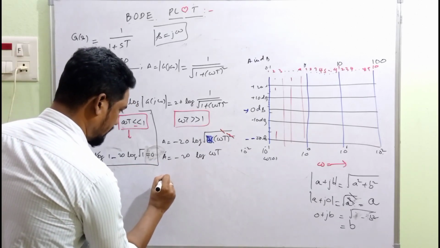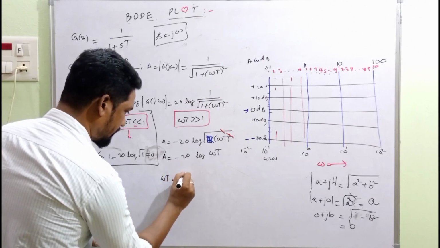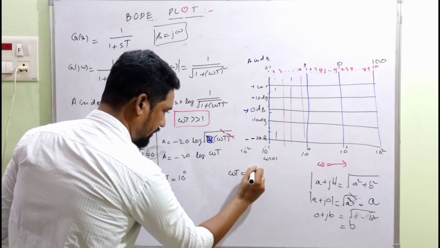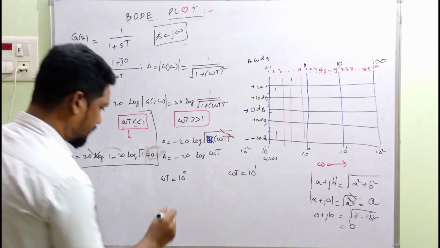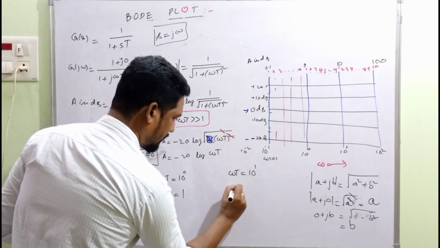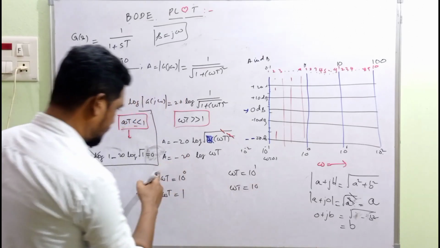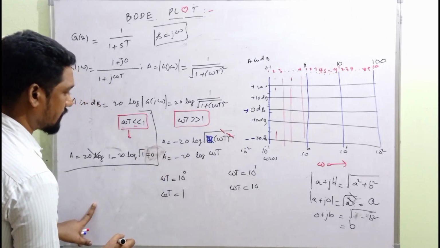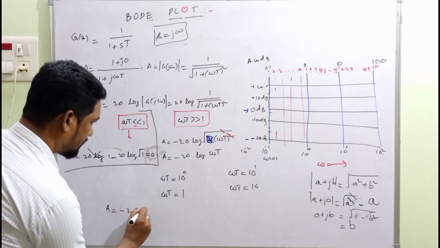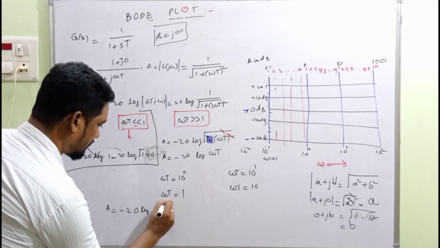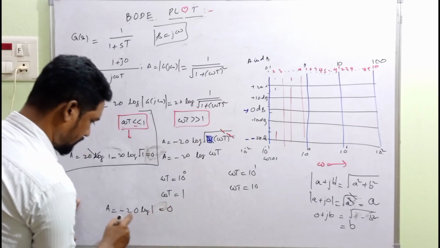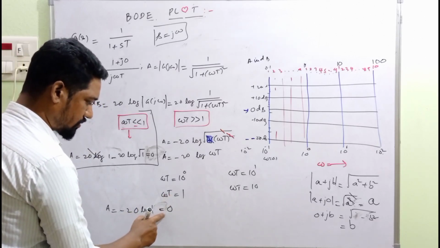Two more separations over here in multiples of 10. For the first one, ωT equal to 10 raised to 0, and the next multiple of 10, ωT equal to 10 raised to 1. What do I mean by this? For ωT equal to 1, 10 raised to 0 is 1, right? And then ωT equal to 10. Now what will the magnitude be, let's check. The magnitude A is equal to minus 20 log ωT. ωT we have just taken as 1, right? So minus 20 log 1 with ωT equal to 1 gave us 0.